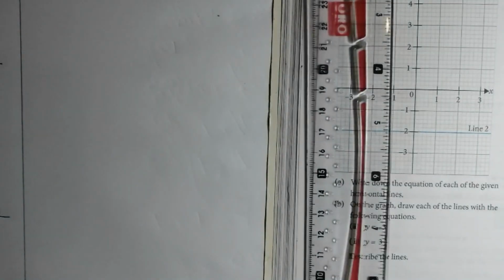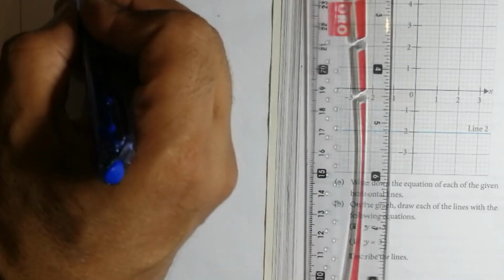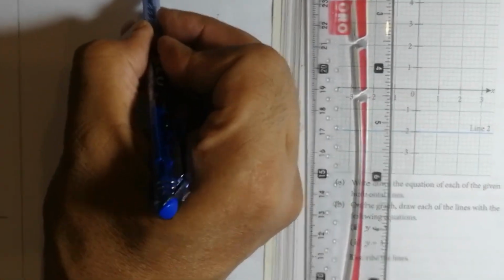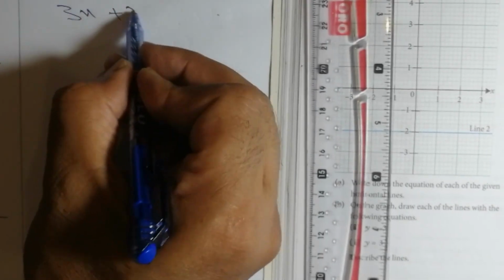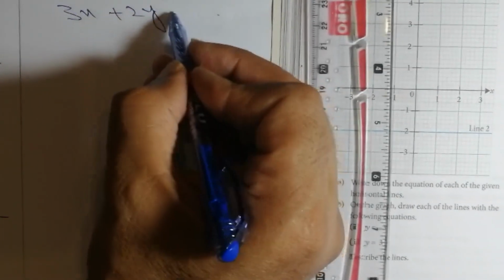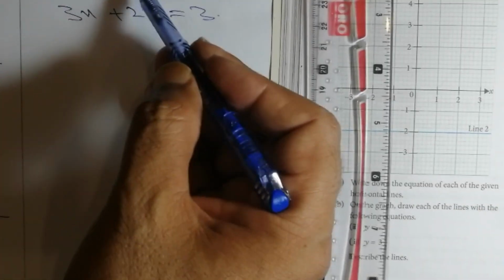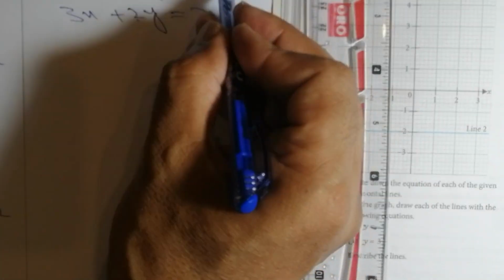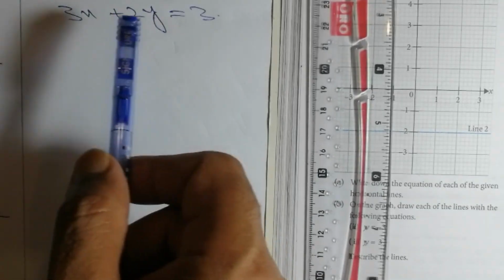And there is one more form. We can write this equation in another form, which is ax plus by equal to k. For example, here we have the equation 3x plus 2y equal to 3. Here you can compare: b is 2 and k is equal to 3. So this is another form of the equation of a straight line, or linear equation.